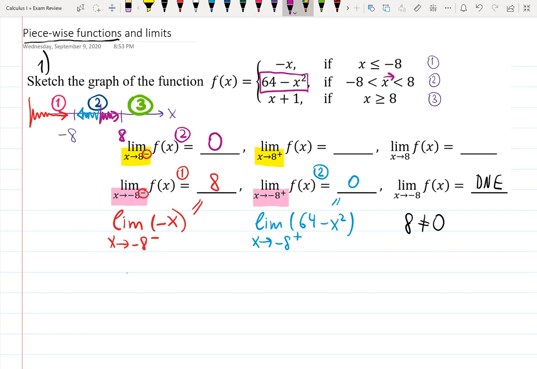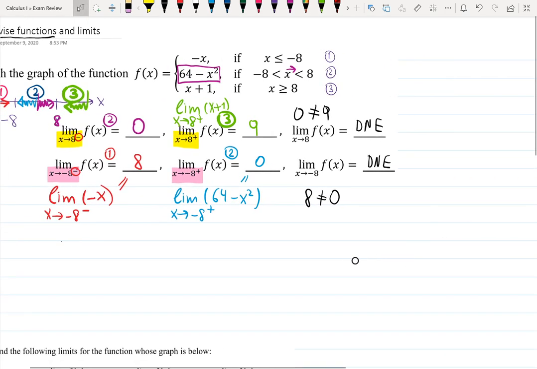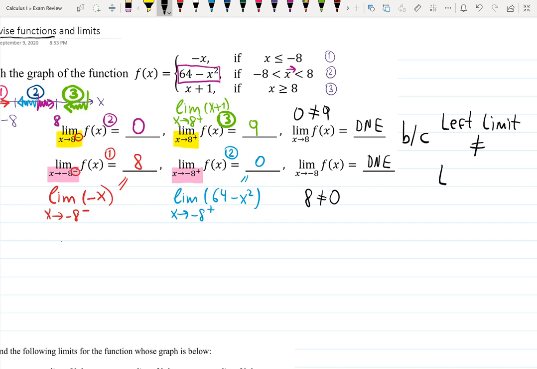Finally, when I'm approaching 8 from the right, then I'm choosing function number 3, the one we did not do before. Function number 3 is the limit as x approaches 8 from the right of x plus 1. Plugging 8 into x plus 1 gives me 9. And as you can see, again, 0 did not match with 9. The left limit did not match the right limit. So the limit does not exist, and I can even write down DNE for both cases, because the left limit does not equal the right limit.